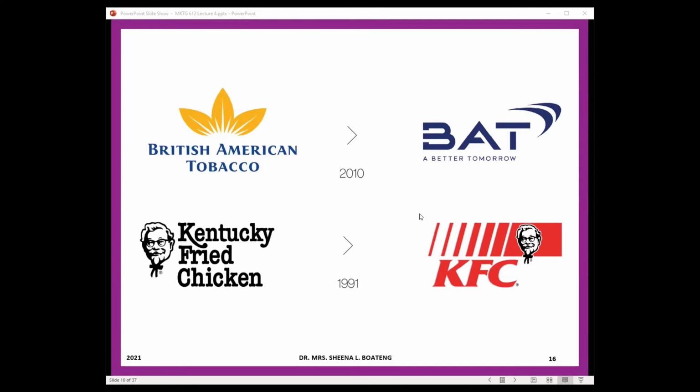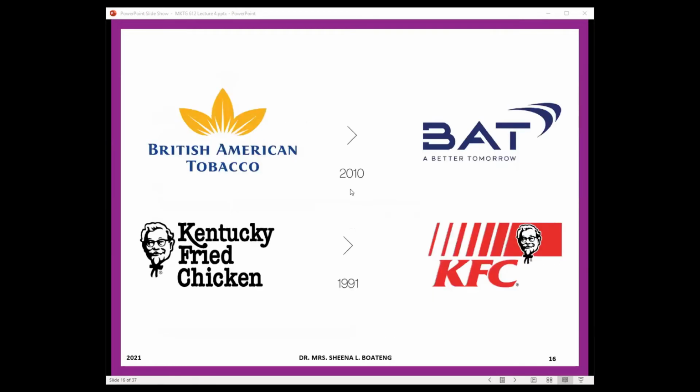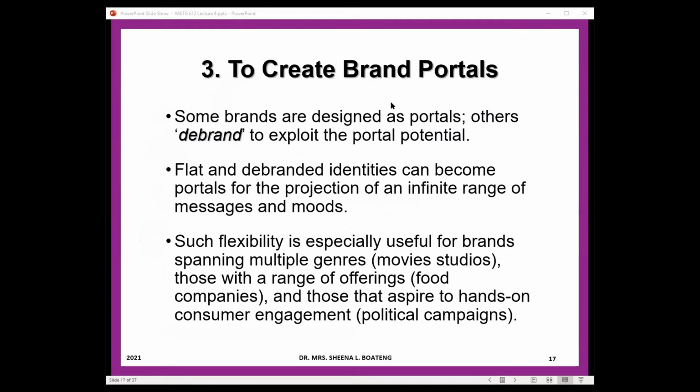Right. Isaac, you said Apple computers changed to Apple. The reason why they changed from Apple computers to Apple was not to professionalize or to escape any toxic identity, but it could be more for the third reason that they gave for debranding, which is to create a brand portal. Now, when we say a firm is creating a brand portal, it means that they are creating a brand identity that they can exploit for multiple purposes.